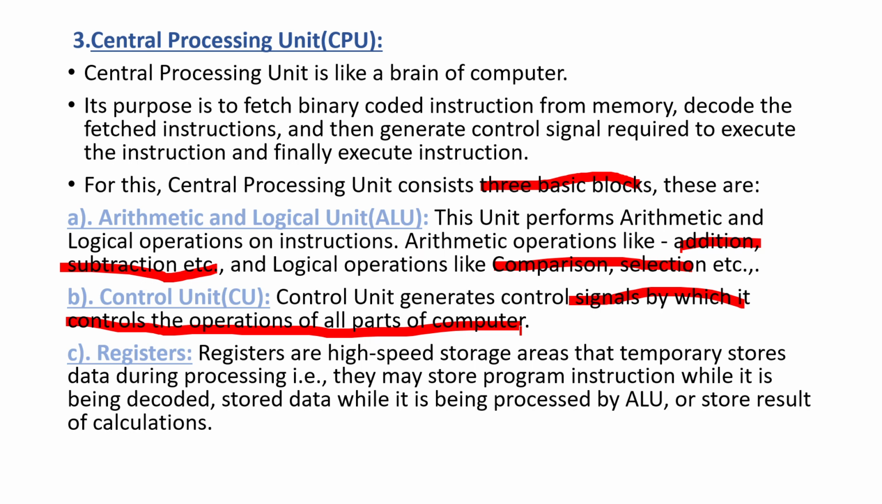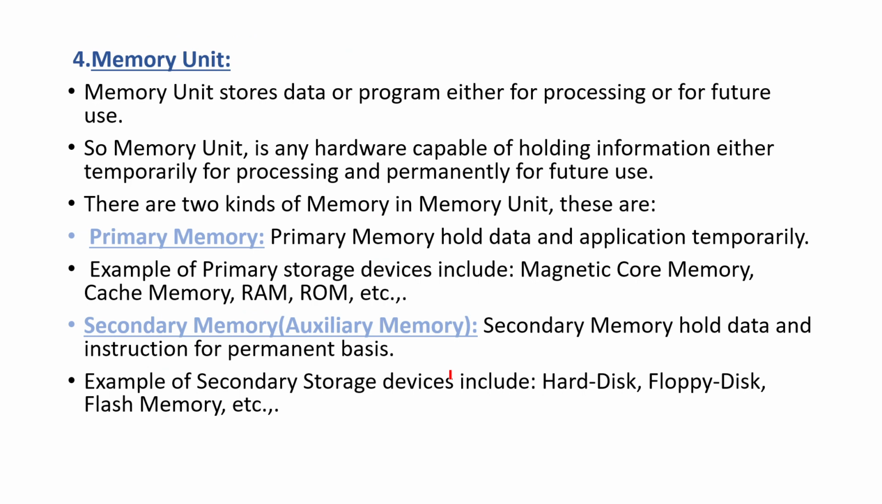Now the registers. As we keep registers for maintaining the records of various things, in the same way the CPU also keeps registers, which are a high speed storage area which temporarily stores the data during the process. So register is used for storing the data. It stores the decoded data or the processed data which is processed by the ALU, and stores the result in it. Now moving towards the next topic, that is memory unit.